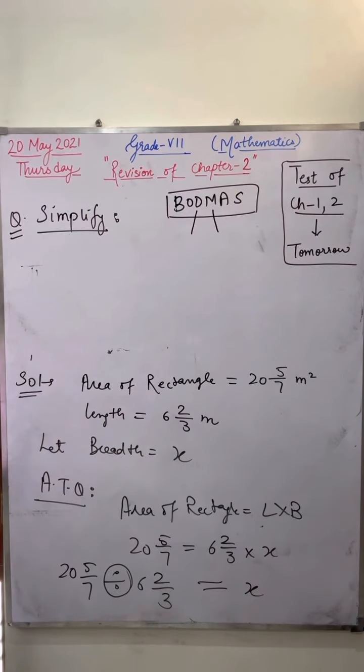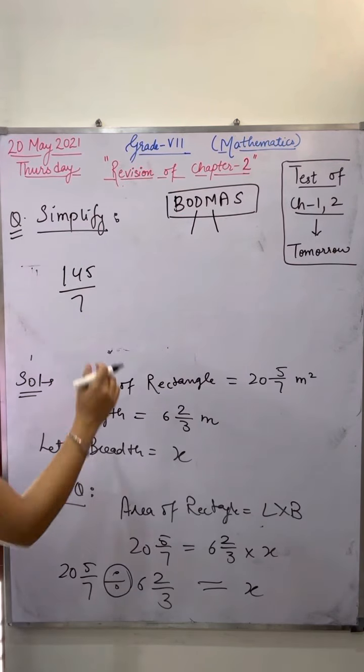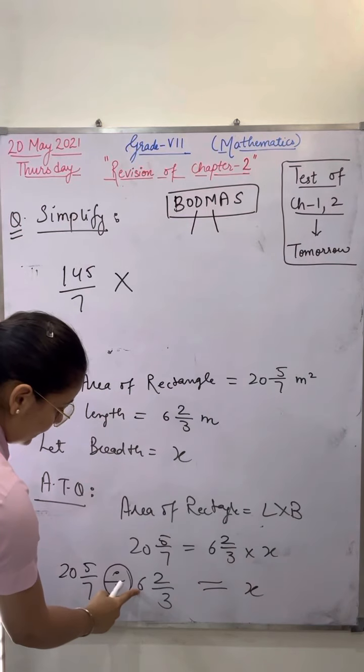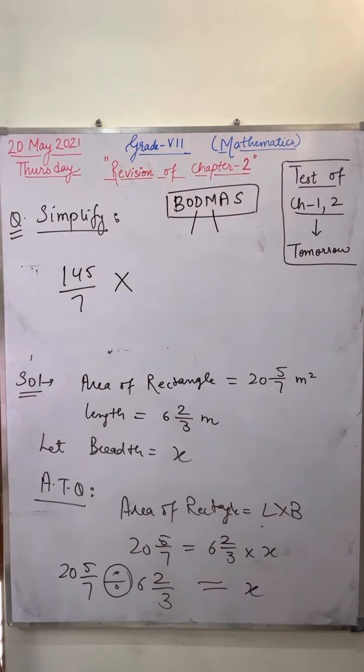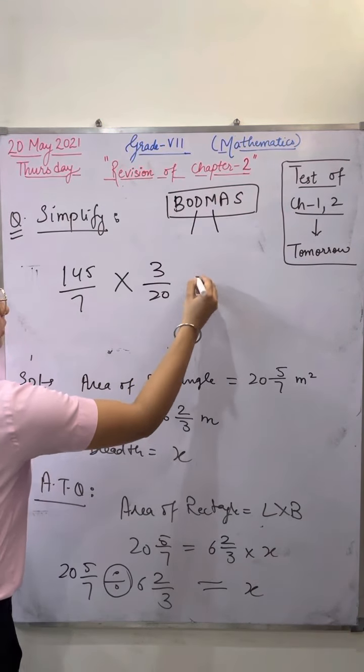7 twenties are 140. 140 plus 5, that is 145 upon 7. Okay, I am going to remove division. I will put the multiply sign here. 3 sixes are 18. 18 plus 2, 20 upon 3. But what will I write here? 3 upon 20. 3 upon 20. Very good. Is equals to x.